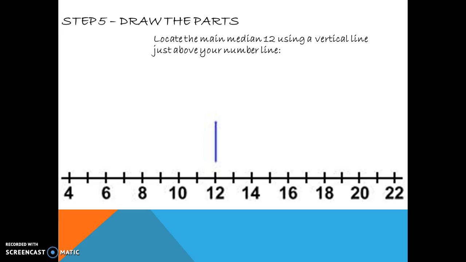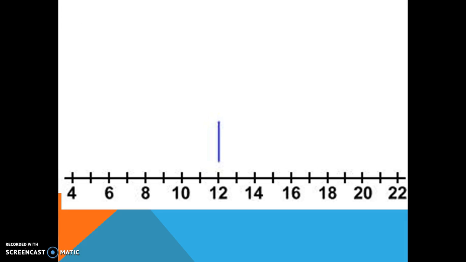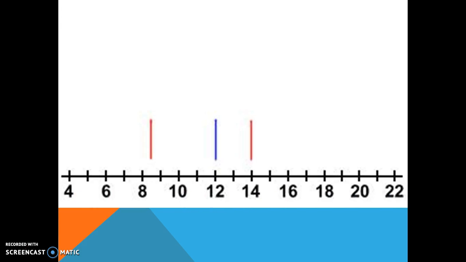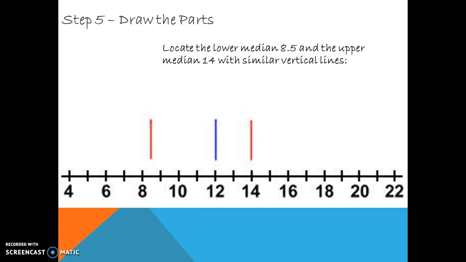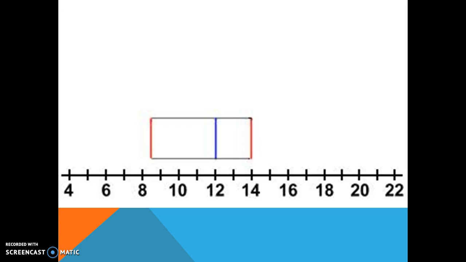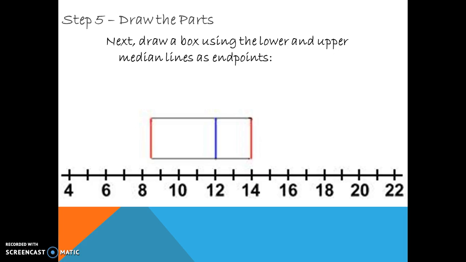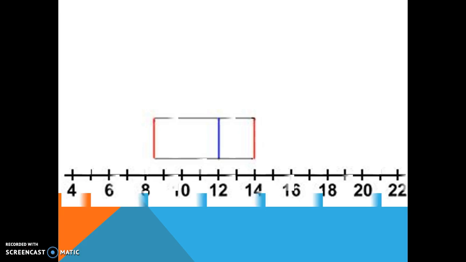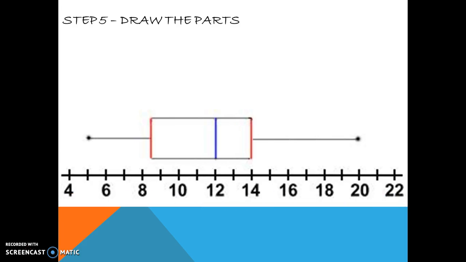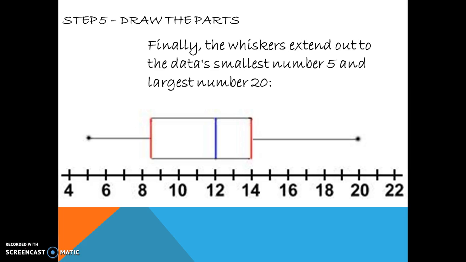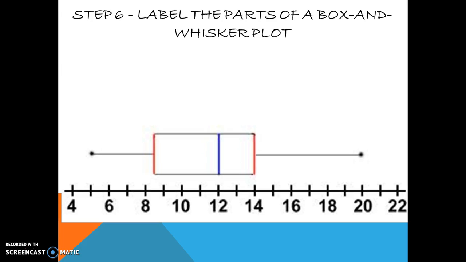Now I'm going to start drawing the parts of my box and whisker. I'm going to start with the 12, which is in the middle, because it's my median. Next, I need my 2 outside numbers. Those are my quartiles, 8.5 and 14. I'm going to connect the bars to make a box. And finally, I'm going to draw my endpoints as dots, and then connect the dots to make the whiskers. Smallest number was 5 and my largest number was 20. Finally, my last step is to label the parts of the box and whisker.